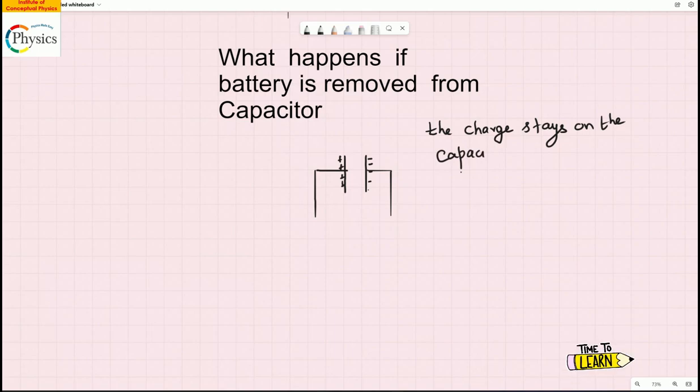So removal of battery will not mean that the charge will go away from the capacitor. Whatever charge it acquires when you connect the battery and then you remove the battery, that charge will permanently stay on the capacitor. This is the answer. You will not lose the charge. It will stay on the conducting plates.